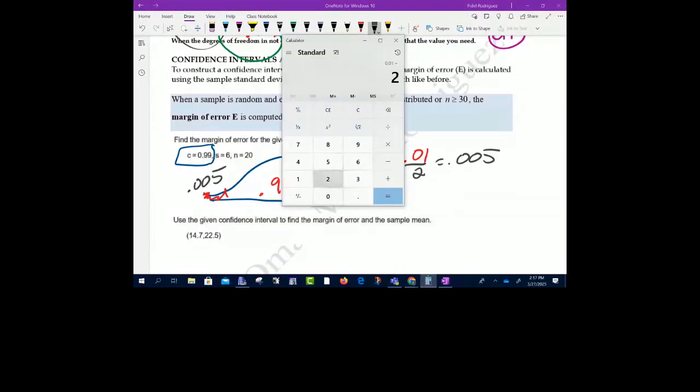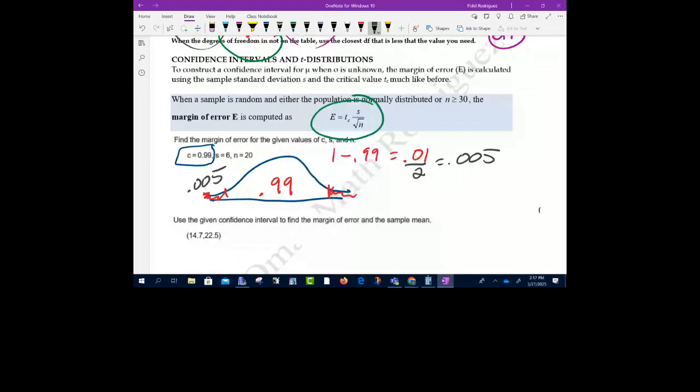If you're uncertain, we can do that. Boom, 0.005, right? Okay, so now, remember, in order for me to find my t_c value, we're going to go on our calculator, inverse T. We're going to type in 0.005. And then remember, the next number here is going to be my degrees of freedom. My degrees of freedom is always going to be 1 smaller than my n. So if my n is 20, then my degrees of freedom should be 19.